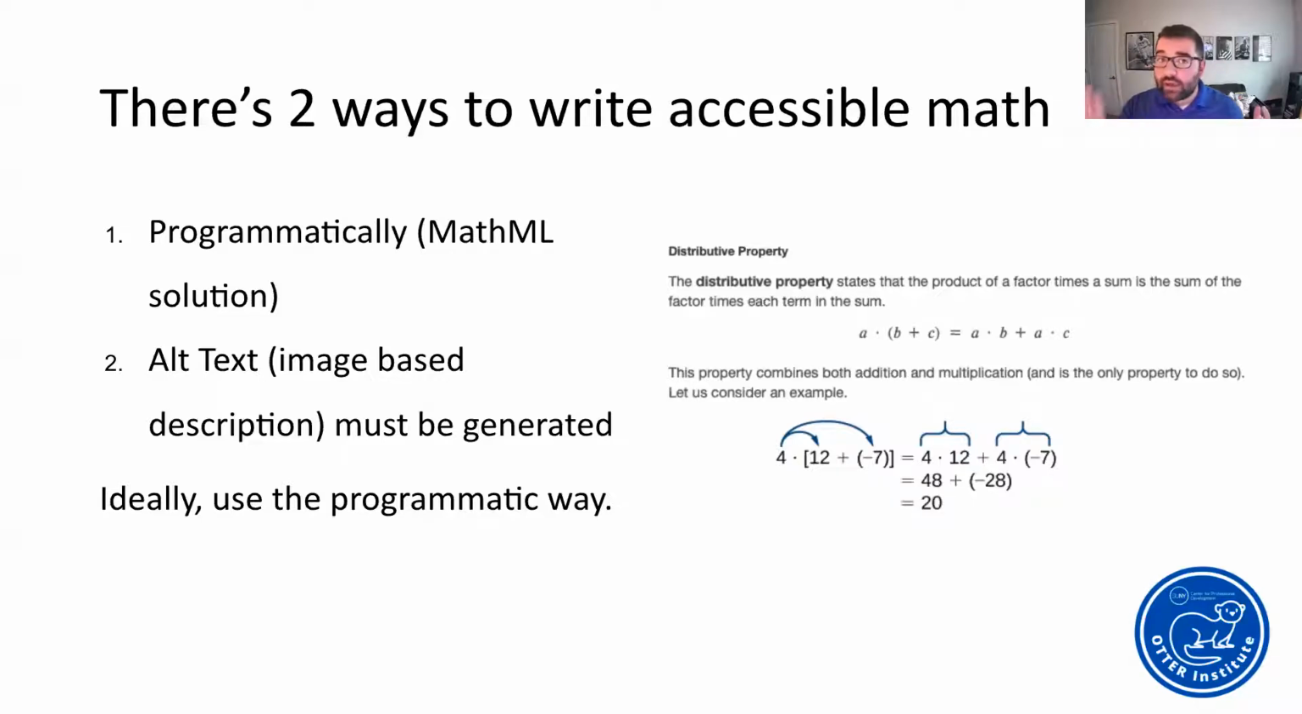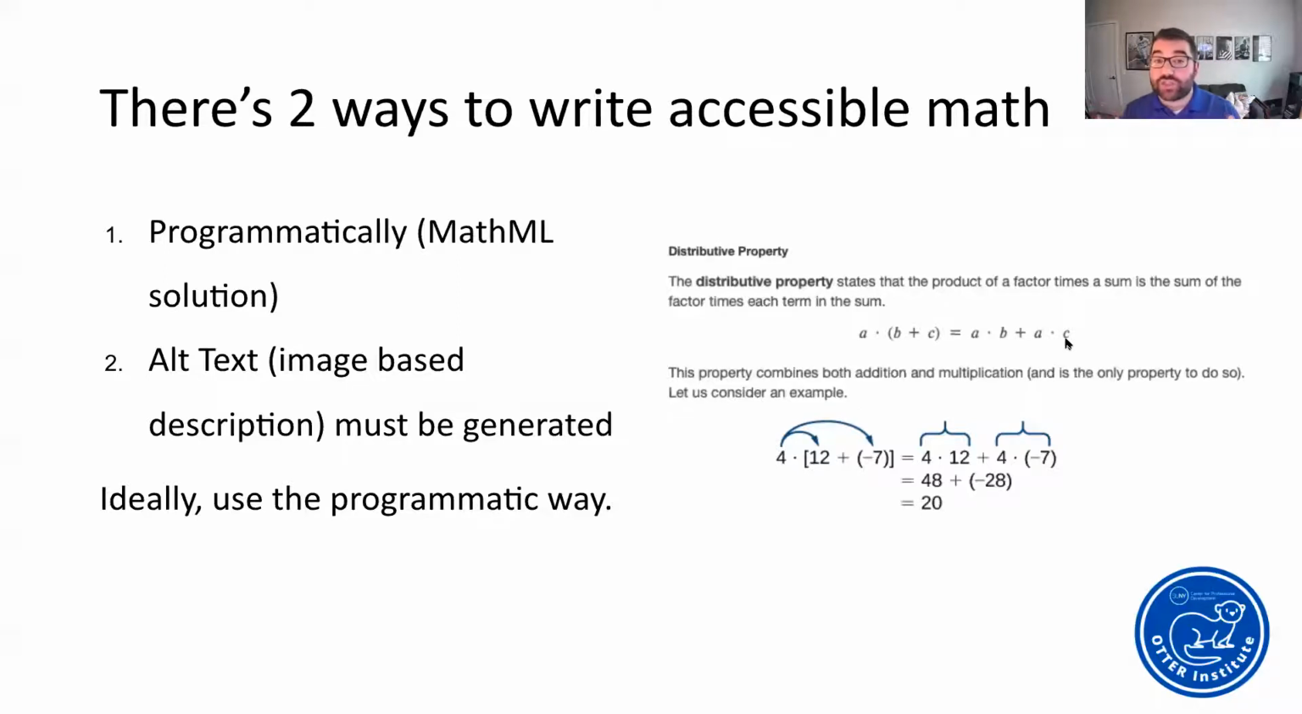And so the image to the right is from an open math textbook that was created accessibly. And the reason I chose this example to show to you is one of those two is set up programmatically, and one of those is an image with alt text. If you look at the top equation, that A times the quantity B plus C equals A times B plus A times C.